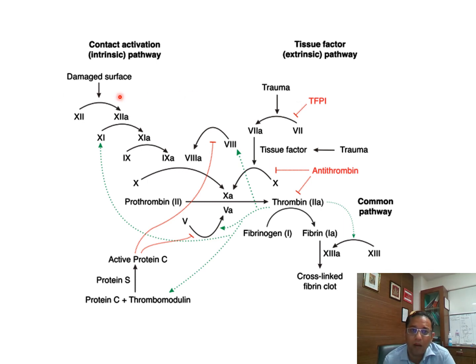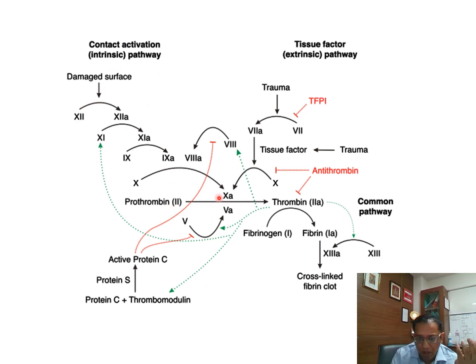Whenever there is a subendothelial collagen that is exposed, or there is some kind of turbulence, or there is some damage to the surface which is intrinsic in nature. There is always some kind of damage happening inside the body. So whenever that happens, there is activation of the intrinsic pathway. Now, how do you remember that?